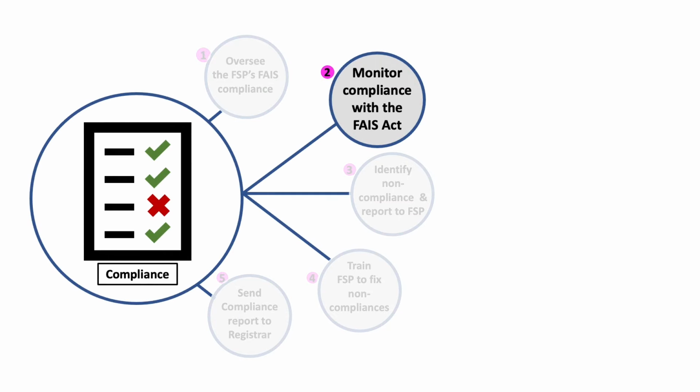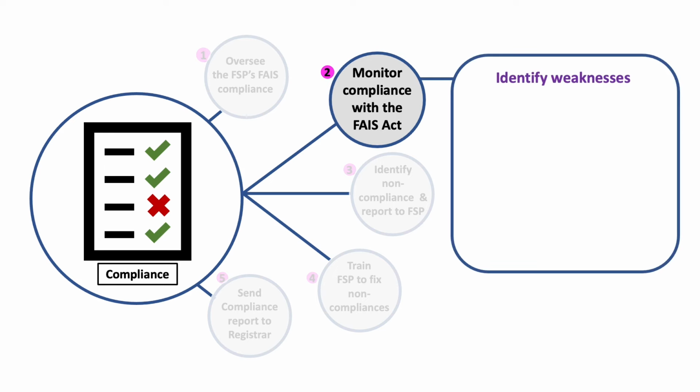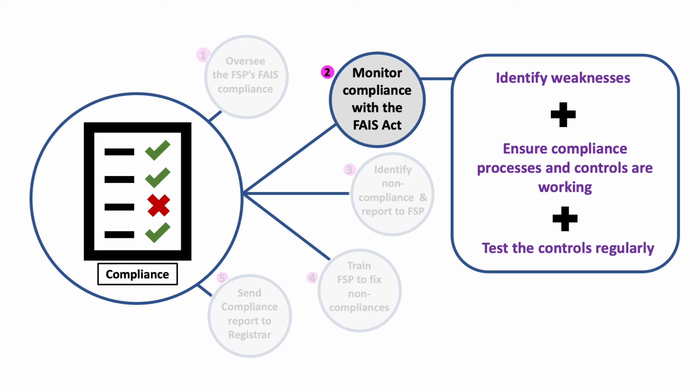Then, when it comes to the monitoring function, the compliance officer must create procedures and systems that allow monitoring of compliance to take place. This refers to processes and controls. In this role, a compliance officer will undertake the following. 1. Identify weak and vulnerable areas in the FSP's business that may lead to non-compliance. 2. To ensure compliance processes and controls are implemented and are effective. This is to say that the controls are serving their purpose. And 3. Constantly test and review controls.